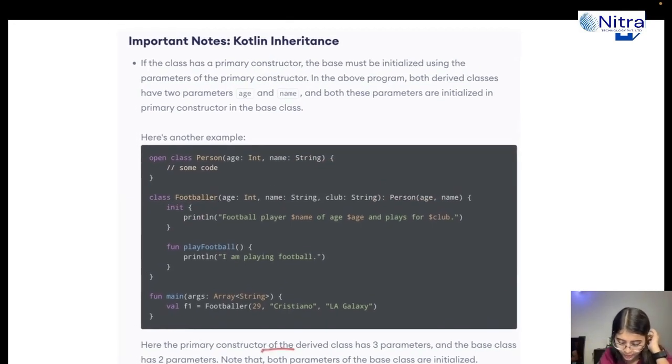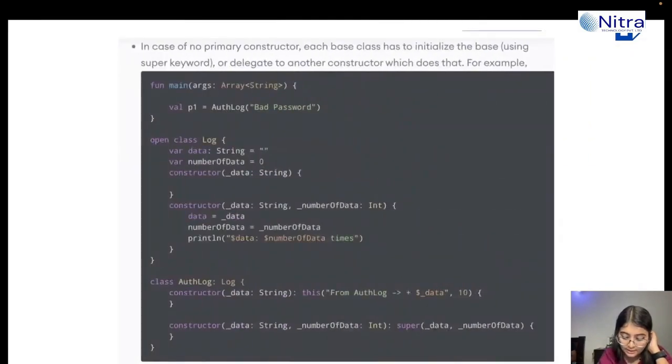So here the primary constructor of the derived class has three parameters, right? Age, name and club. And the base class has two parameters, age and name. Note that both parameters of the base class are initialized. So when you pass values for the footballer class, the base class will also be initialized. Whatever value you are passing here, accordingly it will take values for the base class as well.